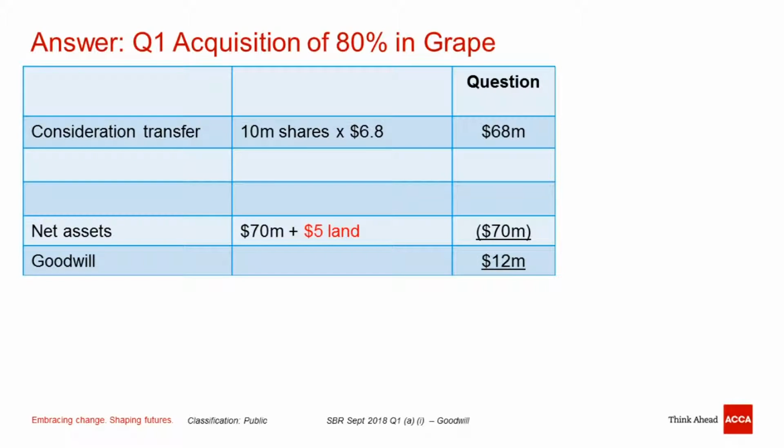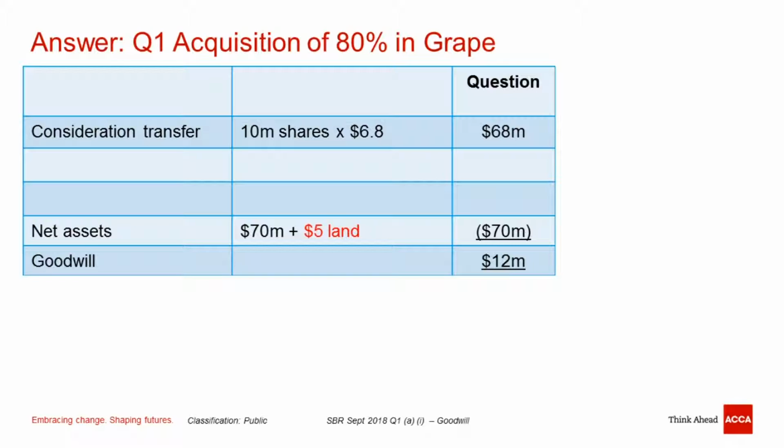Now, I reproduce the question first. I show the consideration transferred and net assets. Now, when it comes to your answer, you do not need to show the question column. I show it here so that when you compare it to the answer, you can immediately identify the gap and the difference.